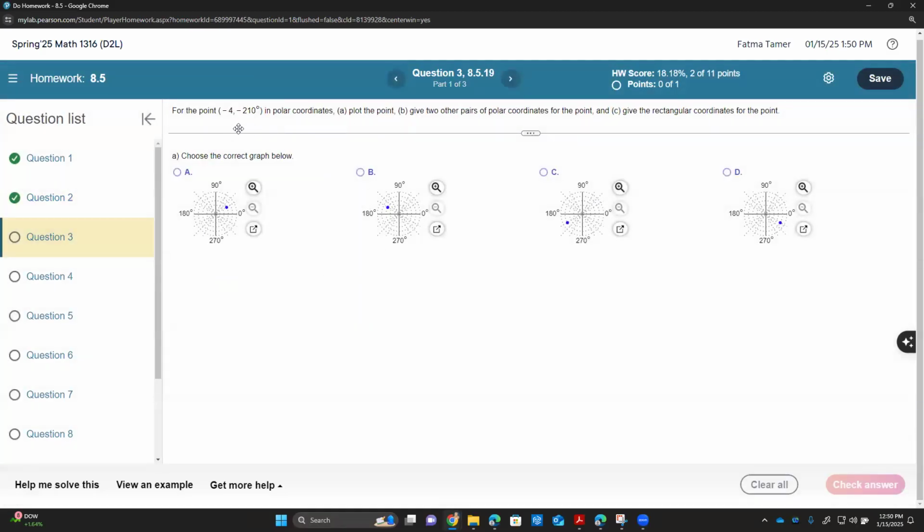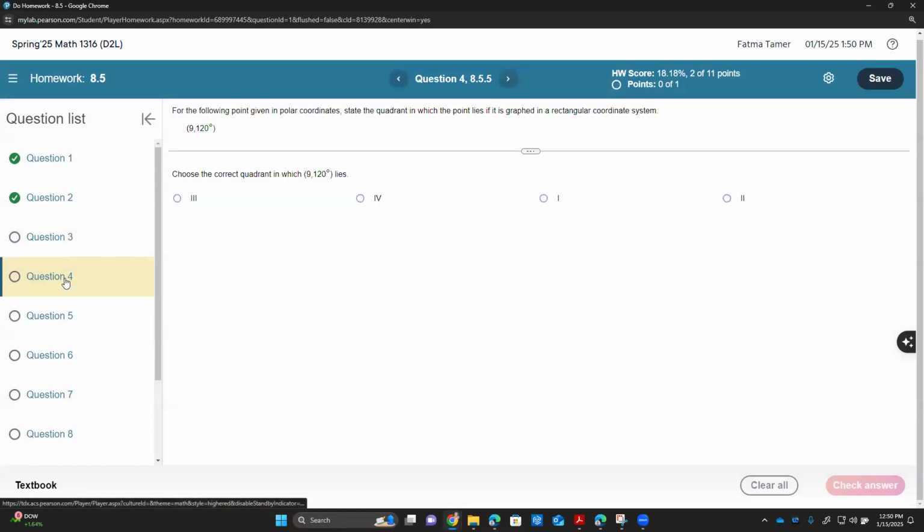So since this is the same type, I will let you explore this on your own. Now, let's take a look at question 4. For question 4, we have this point given, 9 comma 120 degrees, and we need to locate the quadrant for this.